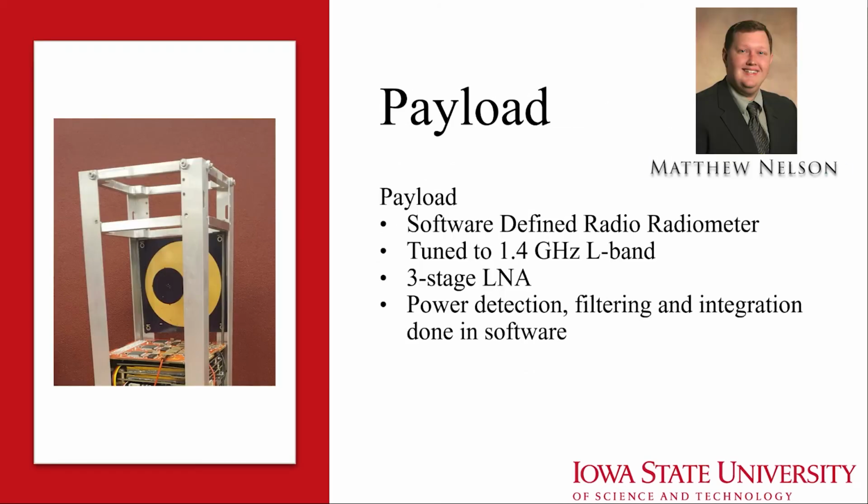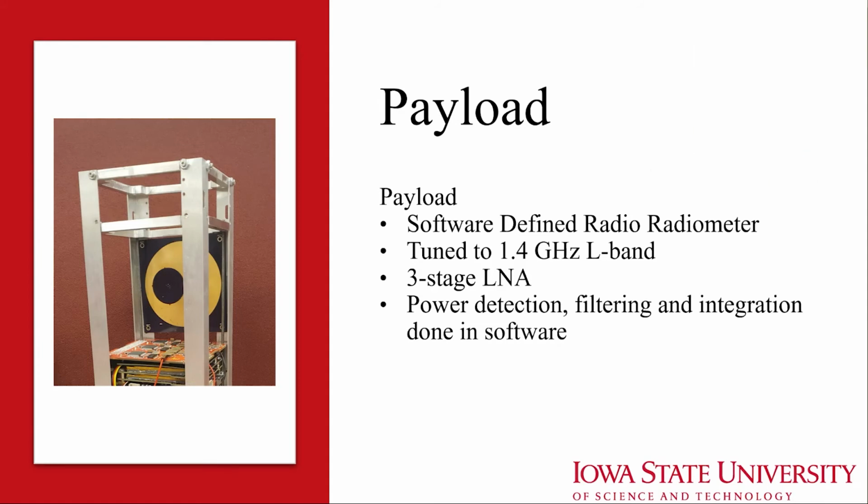The payload on CySat 1 will use a software-defined radio radiometer. This type of radiometer uses a few components that are found in a typical radiometer, mostly the fact that we have an amplification system that boosts the signal up so that we can easily detect it. This is done using low noise amplifiers, and in our design we have a 3-stage or 3 LNAs that are chained together. With that, once we amplify the signal, however, we immediately digitize the signal.